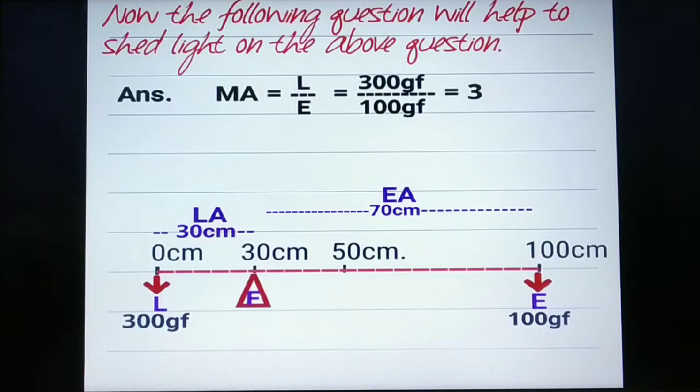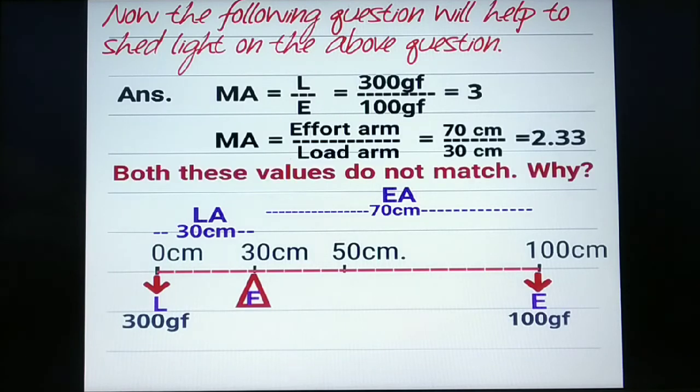Now, according to the first formula, mechanical advantage is equal to load by effort, that is 300 gram force divided by 100 gram force, that comes as 3. But according to the second formula, that is effort arm by load arm, that is 70 centimeter by 30 centimeter, it comes as 2.33 approximately. Both these values do not match. Why?